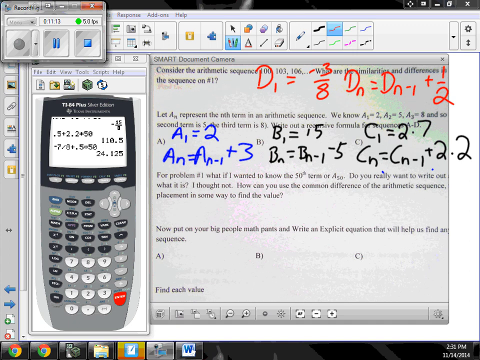So an explicit formula is going to be in the form a sub n equals a sub 0 plus the common difference times n. That looks really familiar, right? Have you seen that formula before? Yes, no?